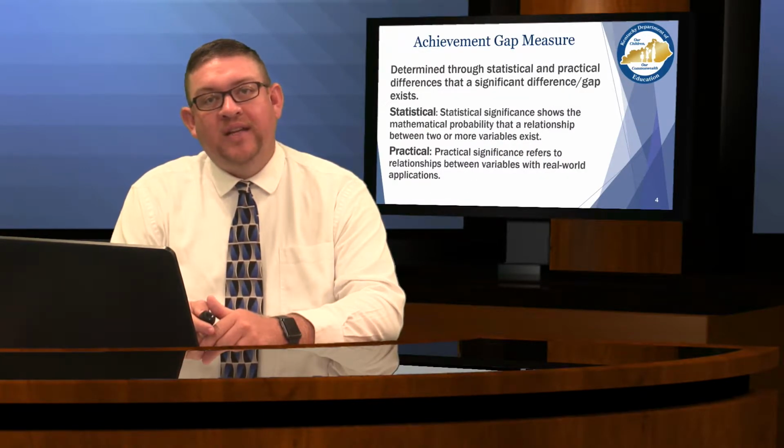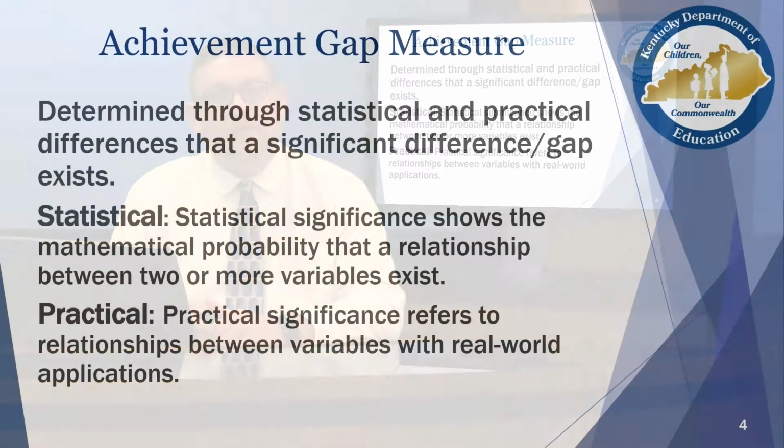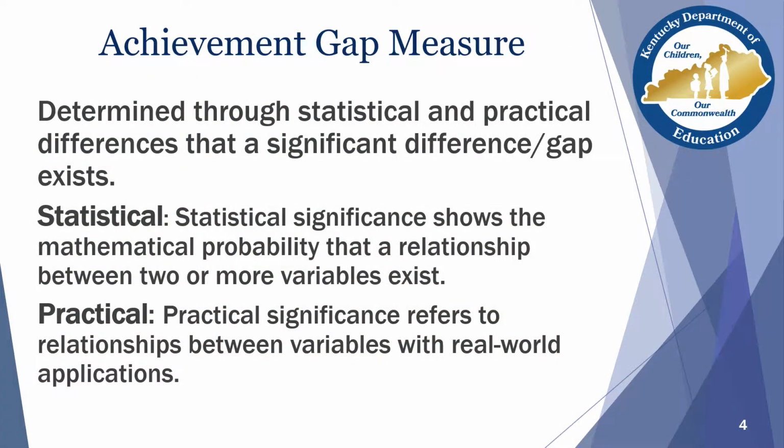The data represents both statistical and practical significance, or gaps, for student groups. Statistical shows the mathematical probability that a relationship between 2 or more variables exists. Practical refers to relationships between variables with real-world applications. A statistically significant gap is real and not a result of chance, by accident, or a mere coincidence. The statistical tests are completed between each comparison and reference group to determine if a gap is shown.